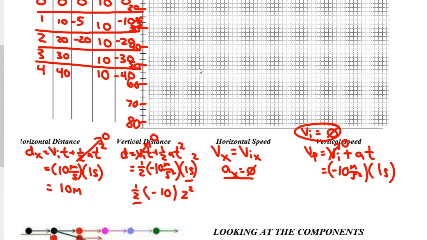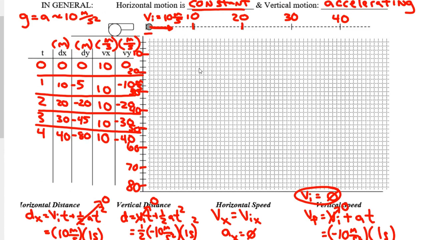Go through it again, and you can prove to yourself that the next one, 3 squared is 9. Half of 9 is 4.5. We get negative 45, and then we also get negative 80. Ask me any questions in class tomorrow if you are getting values that are different, but certainly check my math.